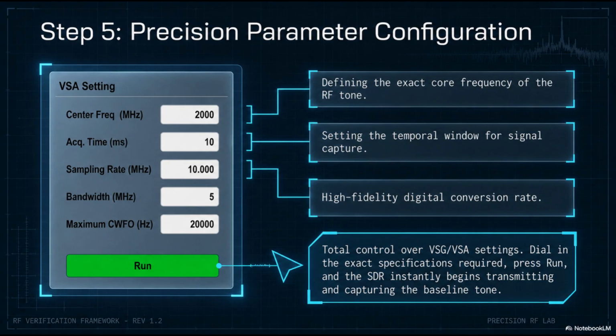Next, we configure the key parameters. Users can define the center frequency, sample rate, capture duration, and other measurement conditions. After the setup is complete, simply click Run. The SDR will immediately begin generating and transmitting the CW signal, while the VSA interface receives and analyzes the baseline tone at the same time.